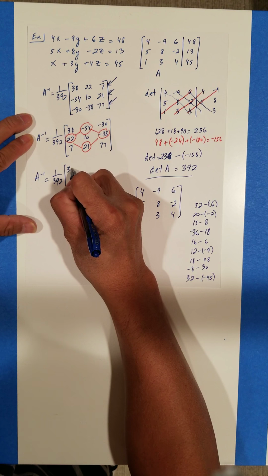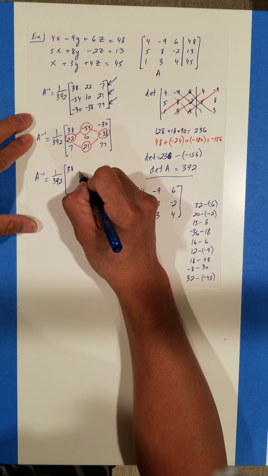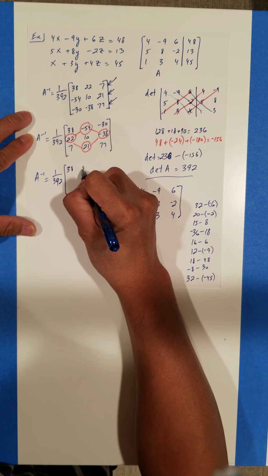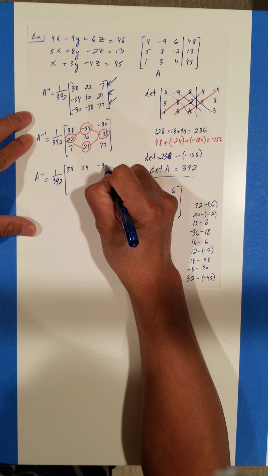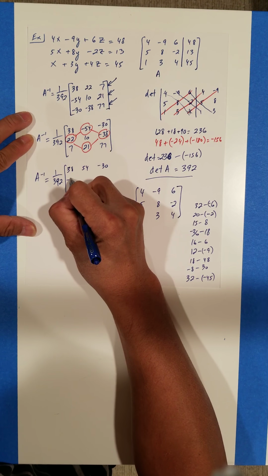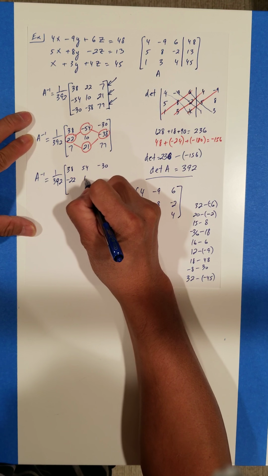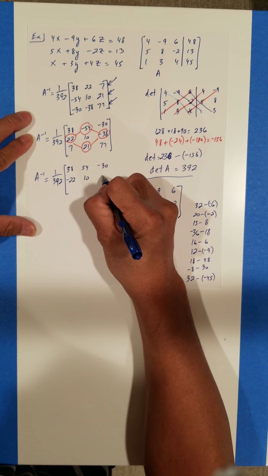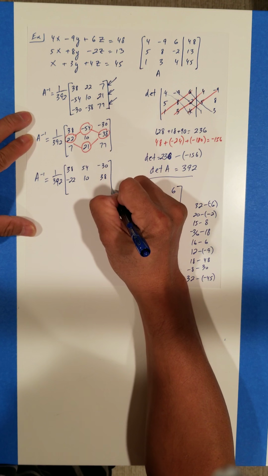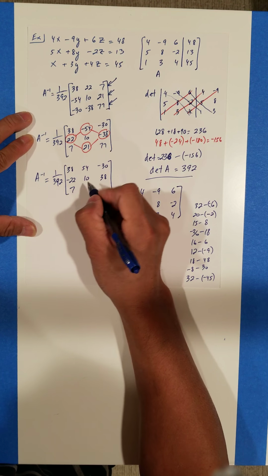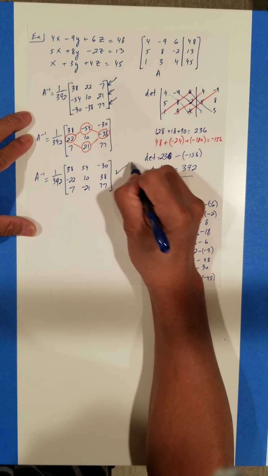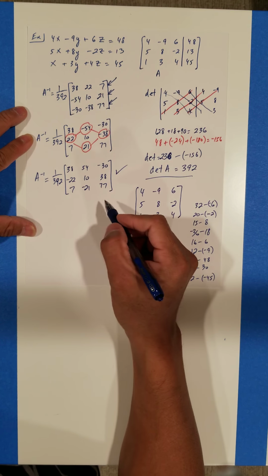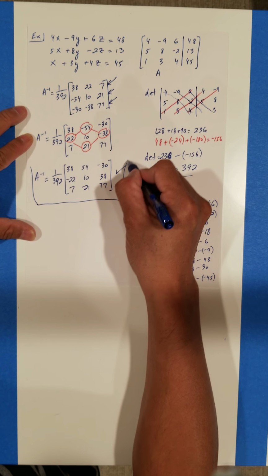38 stays the same. Negative 54 becomes 54. Negative 30 stays the same. This is 22, now it's going to convert to be negative 22. 10 stays. Negative 38 becomes positive 38. And then 7 stays the same. Negative 21 and 77. I am done with the inverse. This is officially called the inverse.